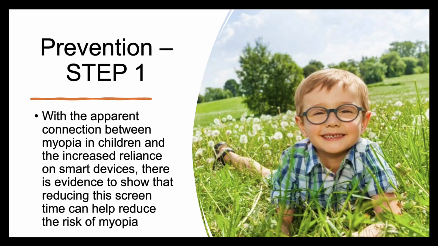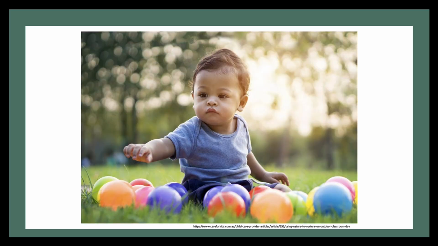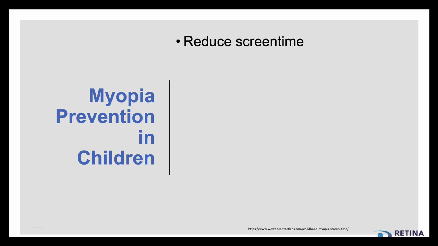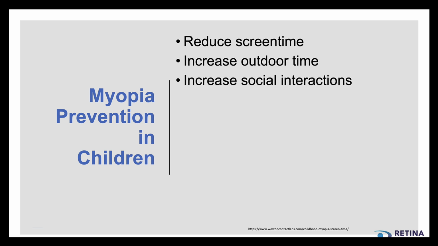Now, how do we prevent this? We know about it, but we need to do something about it. Because we know the connection between the increased reliance of children on smart devices, we know, point one, that reducing screen time can help to reduce the risk of myopia and the associated damage to the retina. And this is true for even young children, and we're going to look at this in a little bit more detail. The prevention, in other words: reduce screen time, increase the outdoor time, increase social interactions. Let them talk to each other rather than sitting next to each other and texting each other, which happens so often.